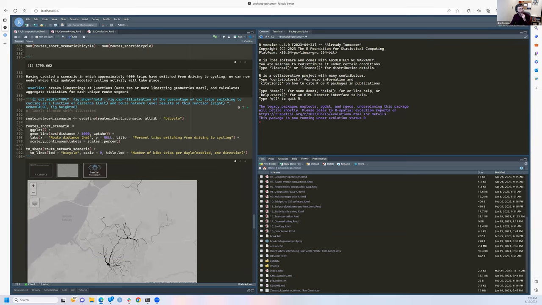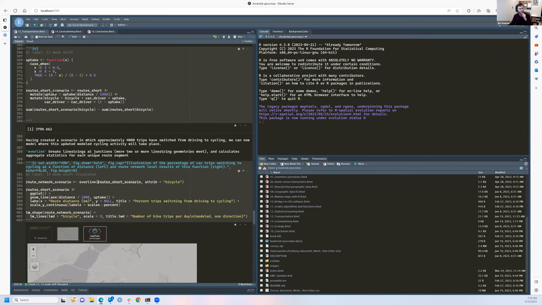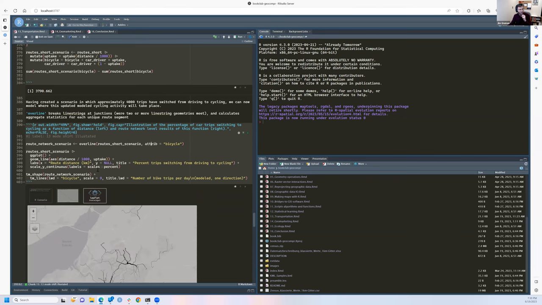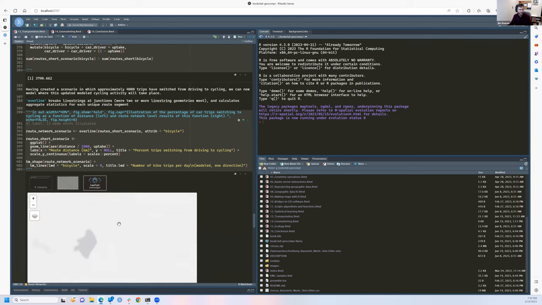Here we go. Yes. Overline. So yes, route network scenario, overline route shorts scenario. So the model we built up there, we fed into the overline function and then built a ggplot of line strings broken up with the sum or the aggregate statistics for each route segment in the network.